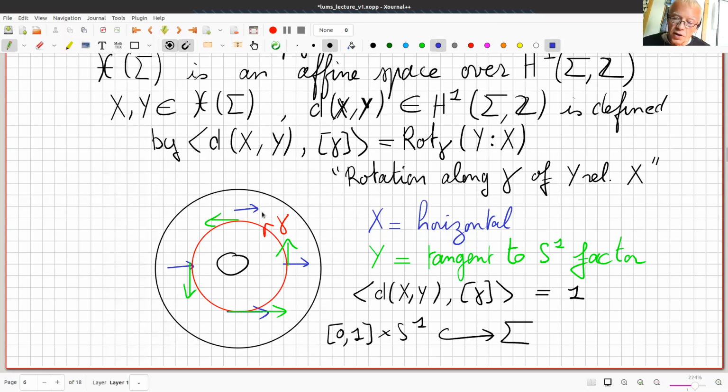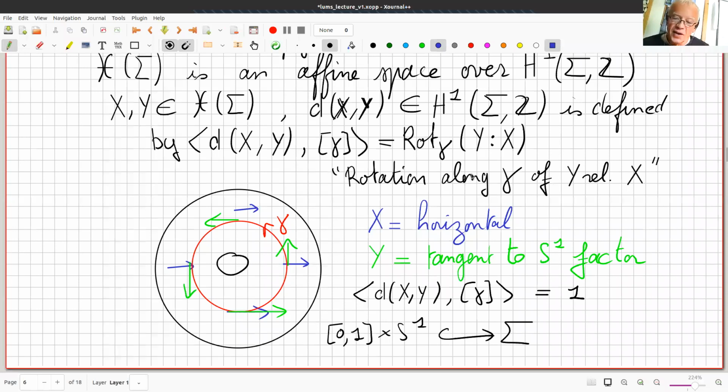You see from here to here, you rotate 1/4, or pi over 2 if it's an angle. And when you go all around, you just rotate an angle of 2 pi and you count 1. And this is the idea of comparing two vector fields along a curve, and you can show that this gives you a difference in the cohomology, and you get this affine structure.